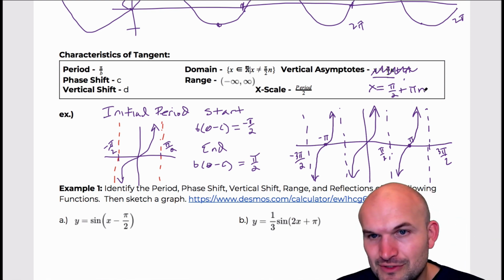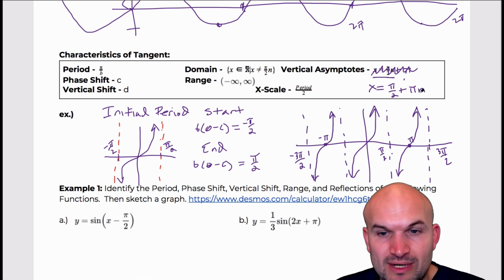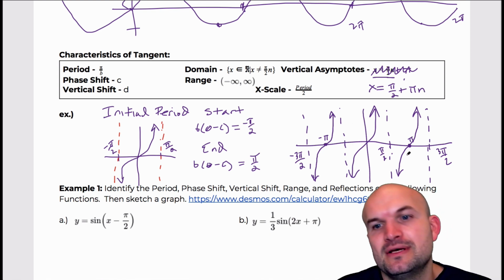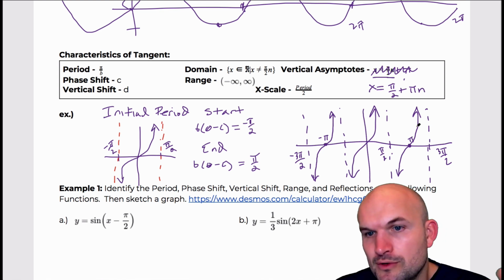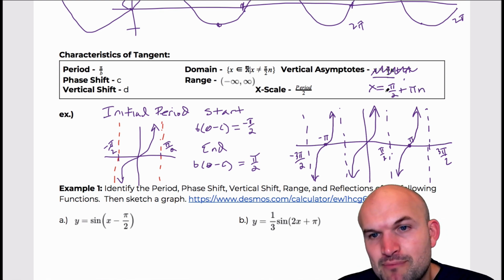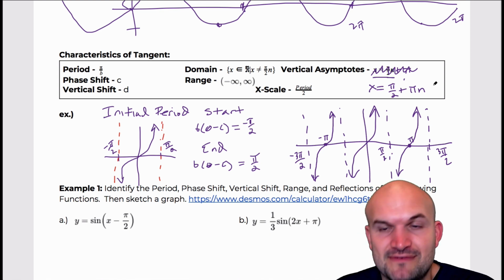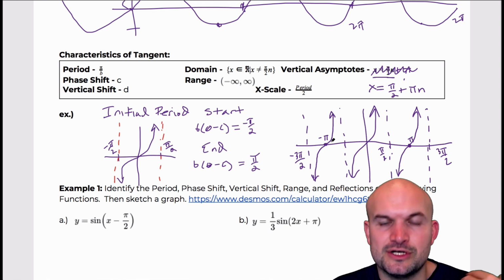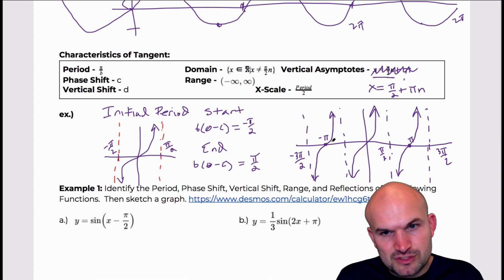So when n is equal to 0, we have an asymptote at pi halves. When n is equal to -1, we would have an asymptote at negative pi halves. When n is equal to 1, then we'd have pi plus pi halves, which is at 3 pi halves. And if that was -2, you would have -3 pi halves. So therefore, you can see how this works.